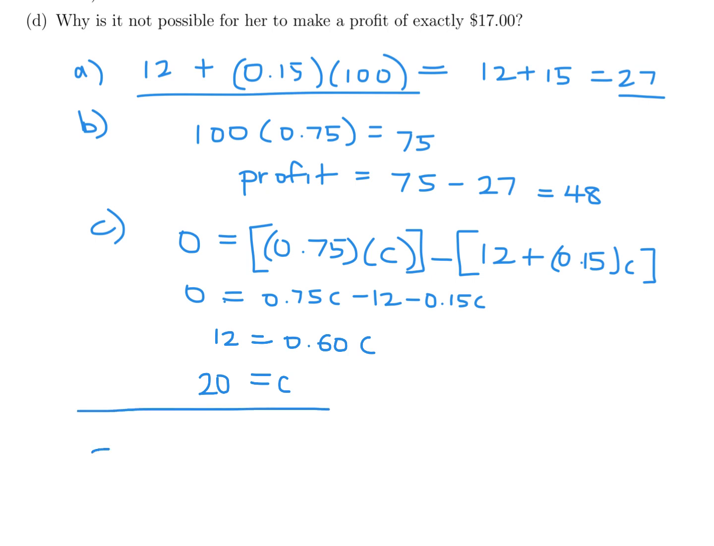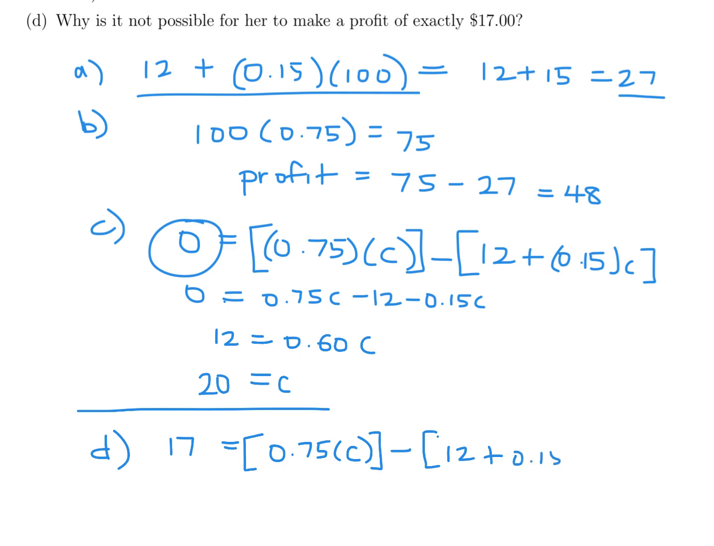And then finally, why is it not possible for her to make a profit of exactly $17? Okay, well, instead of the 0, now we have to put 17, and the rest of the formula is the same. 0.75C minus 12 plus 0.15C.